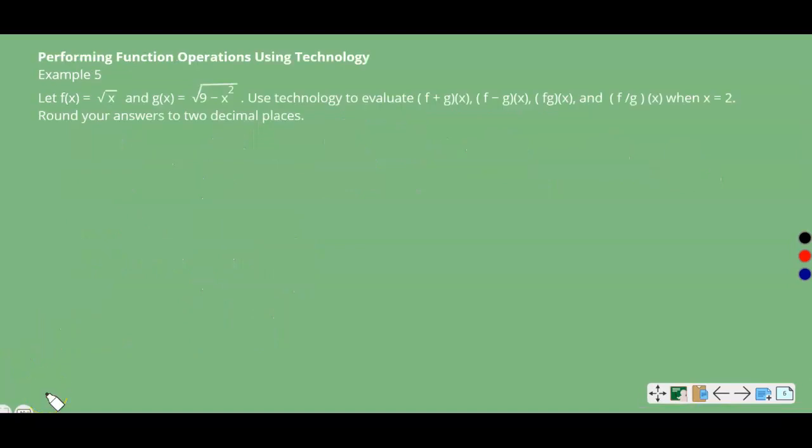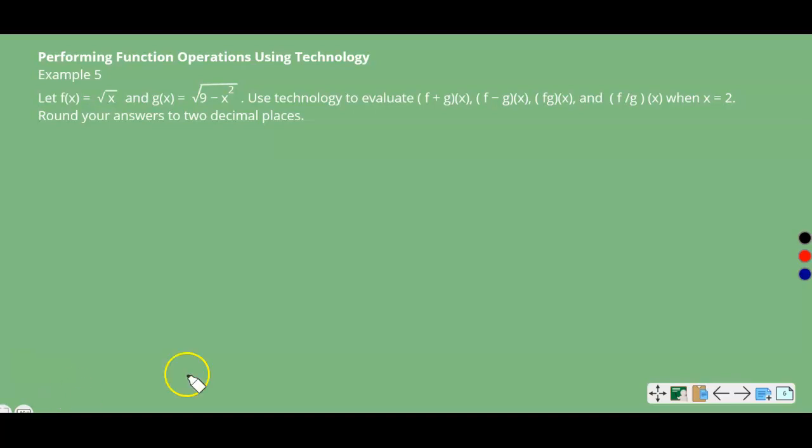Example 5, performing function operations using technology. Let f of x equal the square root of x and g of x equal the square root of 9 minus x squared. Use technology to evaluate f plus g of x, f minus g of x, f times g of x, and f divided by g of x when x equals 2. Round your answers to 2 decimal places.